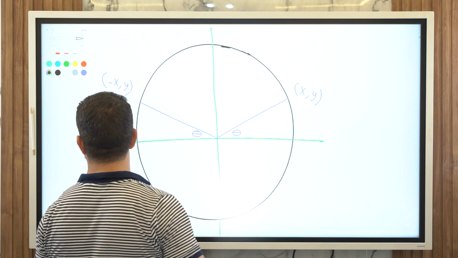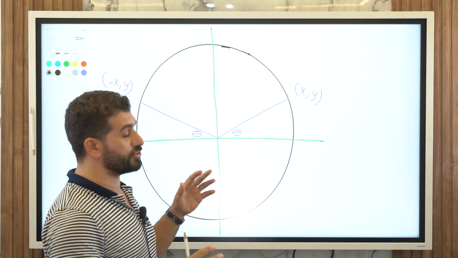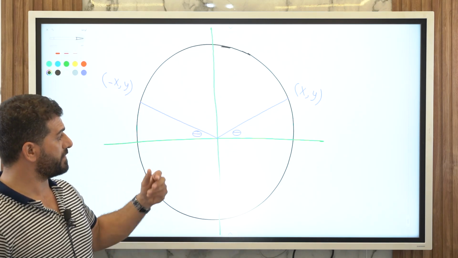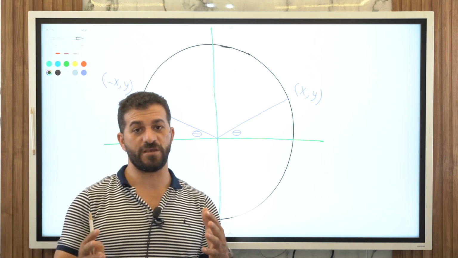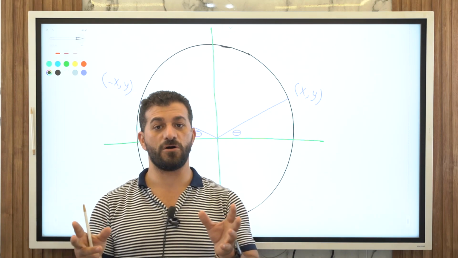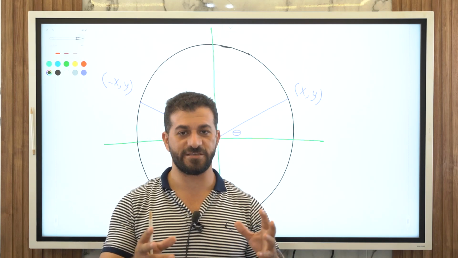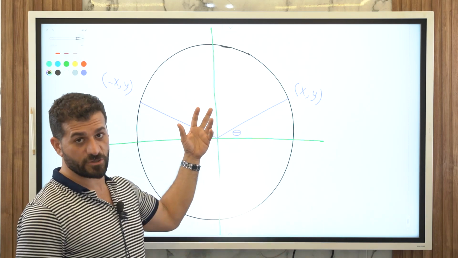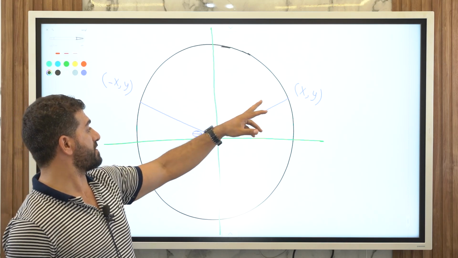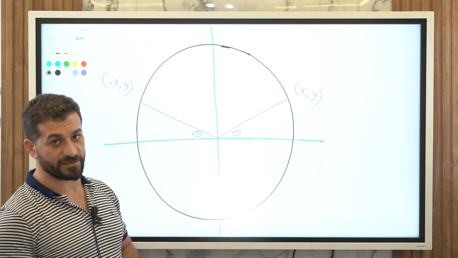Here we are going to talk about related angles. What is the meaning of related angles? We say that two angles are related to each other. They are not exactly the same, but they are close enough. So we say that the two angles are related angles.